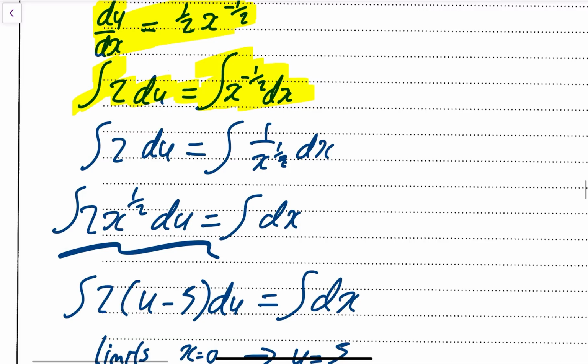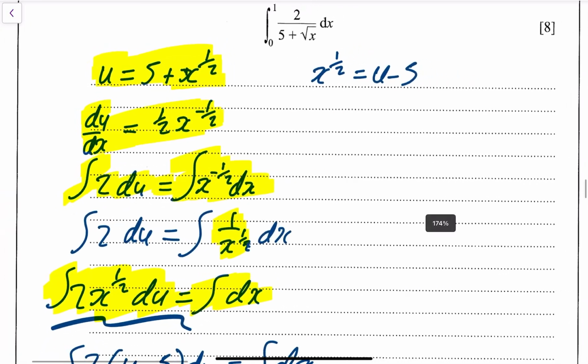Now I could write the x to the minus a half as 1 over x to the power of a half. And then if I bring it across, I get this thing here. So 2x to the power of a half du is equal to dx. Now that's a wee bit awkward. So we'll go back up here.